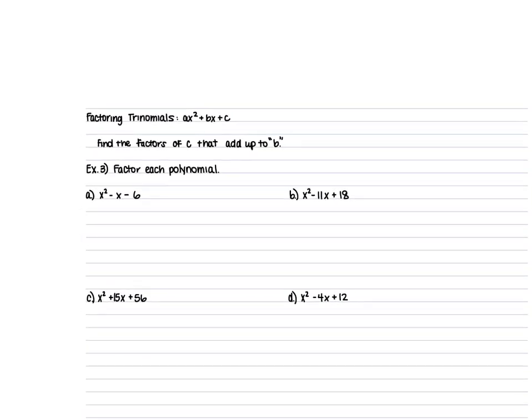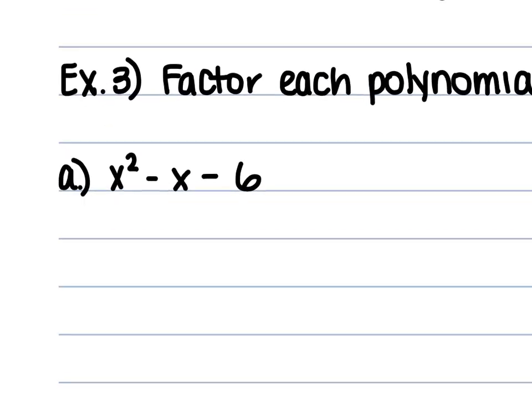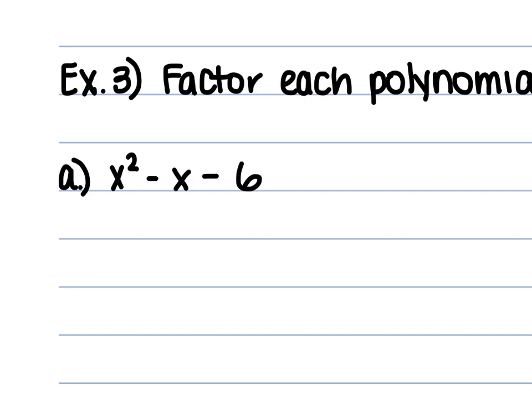If we look at our next set of examples, we are using the formula ax squared plus bx plus c to find the factors of c that add up to b. So we're factoring each of these. When we take this polynomial and we factor it, we have to look at that c and keep the sign in front of it with it. So if we look at example A, we have x squared minus x minus 6. That negative 6 is what we have to find the factors of that add up to be a negative 1, because our b is a negative 1.